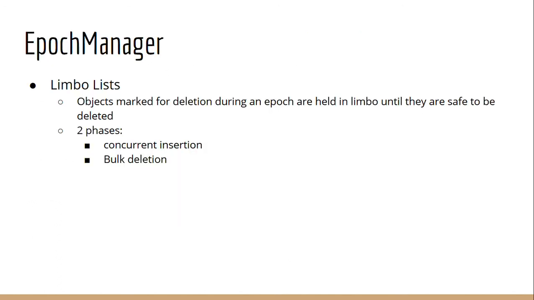So, moving on to limbo lists. In the reclamation system, objects that are marked for deletion during an epoch are deferred for reclamation. They are held in limbo lists until they are safe to be deleted. We designed a data structure called limbo list to handle this operation. There are two phases of limbo list: concurrent insertion and bulk deletion.